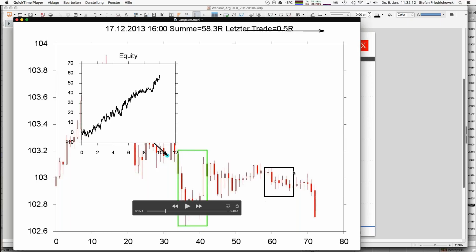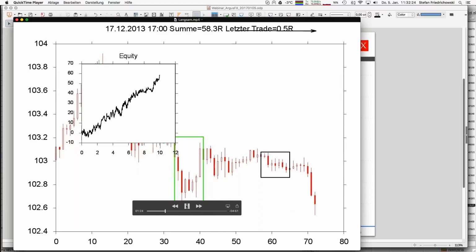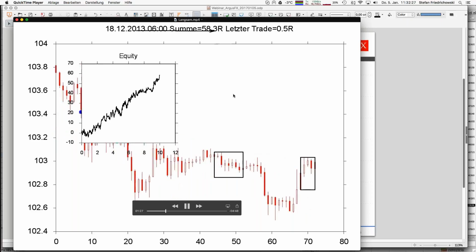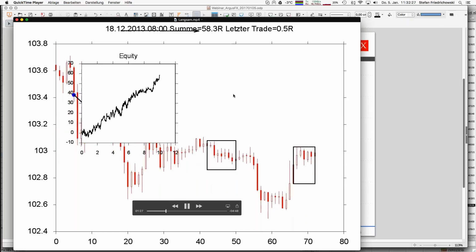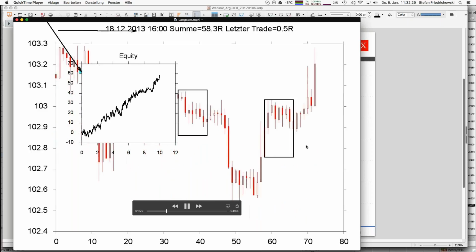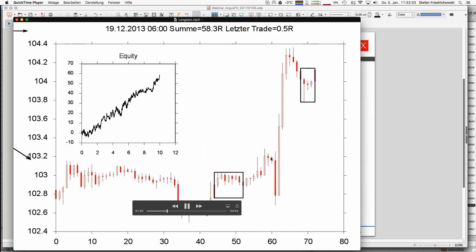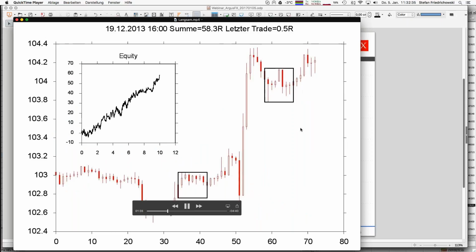At the next day, you see that we have a black box now, and black box means, hey, no trade because the range is too small. Let me move a little bit forward, and you see that we have a lot of black boxes, meaning, oh, no trades, and maybe on the next day the box is big enough.